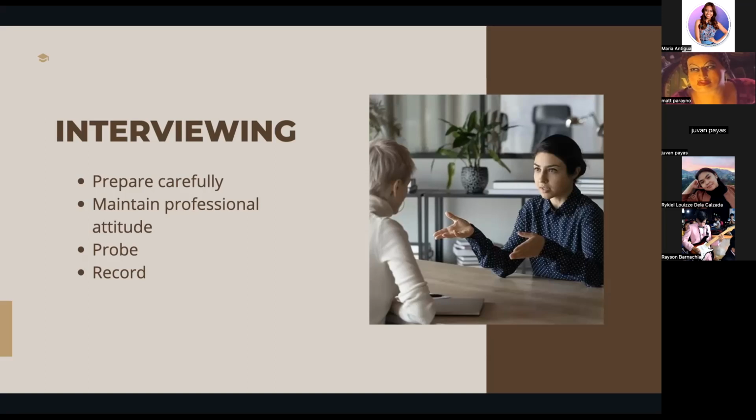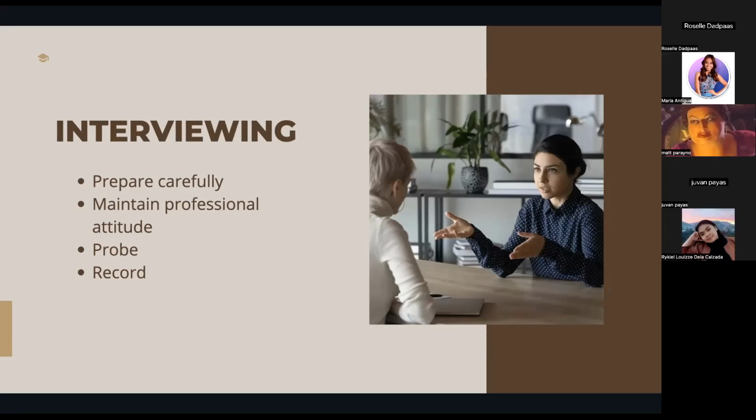We should be able to probe, no? We should know how to effectively probe. We don't just stick to the questions that we prepared. There should be follow-up questions, no? So that's quite a skill actually, this probing.